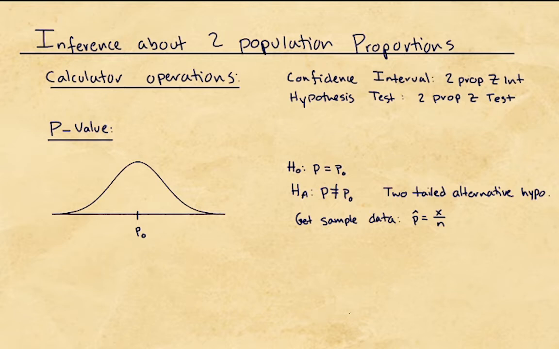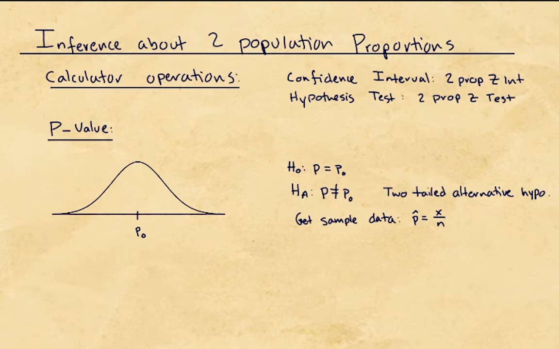The concept of a p-value is not really something that's easy to grasp the first time that you see it. So let's take a minute here to go over the definition one more time. I've set up a null and alternative hypothesis, and you can see that the alternative hypothesis is that p is not equal to p0. We're calling these two-tailed alternative hypotheses.